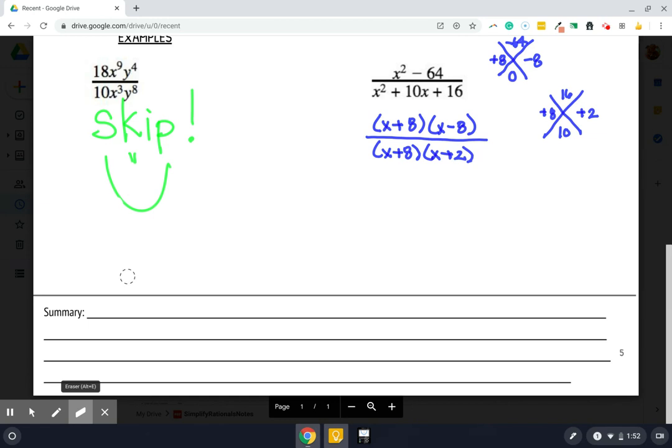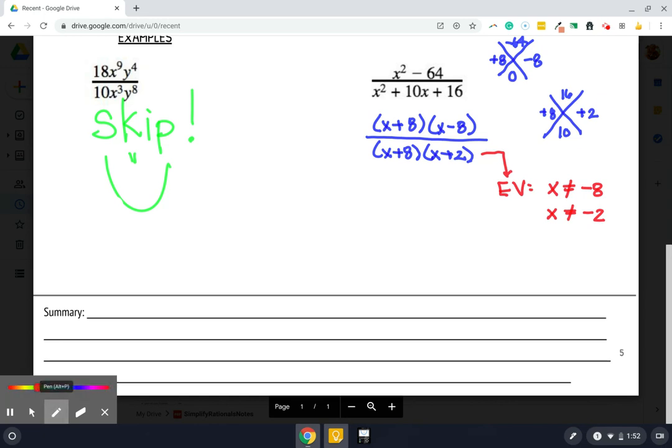So we are looking for the excluded values in this part of the problem. In our denominator here, I see an x plus 8, but I remember that x lies, so I'm going to write it as x cannot be negative 8. And then I also see an x plus 2, but I remember x lies, so I'm going to change it so x cannot be negative 2. Those are my excluded values, and they come right out of the denominator. I don't touch the numerator.